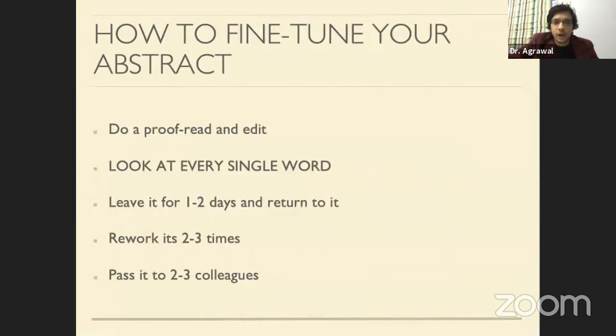So how do you fine-tune your abstract? Basically, do a proofread and edit. Look at every single word. Think about whether it's important for that word to be there or not. Usually what I do is I write a 500-word abstract, and then I cut down on words, and then I cut down on sentences, and I bring it down to 150 or 200 words.